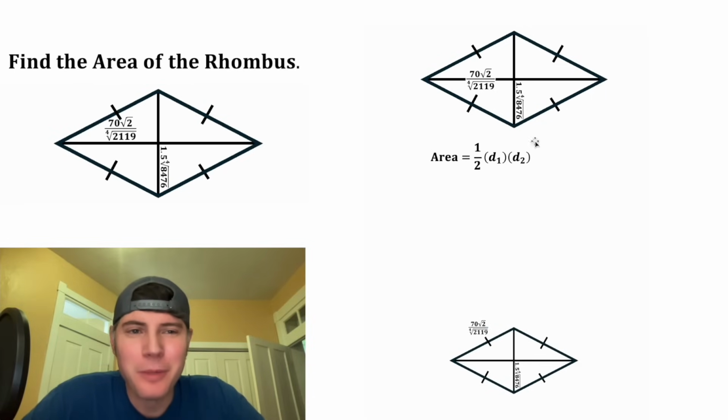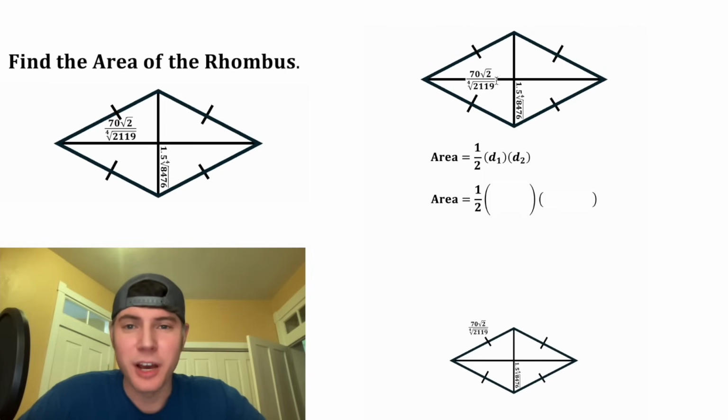So the area of a rhombus is equal to 1/2 diagonal 1 times diagonal 2. For the horizontal diagonal, if this is 70 of this stuff, this half would also be 70 of this stuff. And that means that the entire diagonal would equal 140 of this stuff. And then for the vertical diagonal, if this is 1.5 of this stuff, this would also be 1.5 of this stuff, meaning that the entire diagonal would be 3 of this stuff.